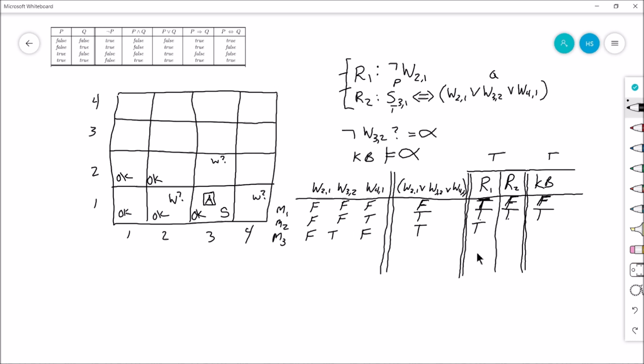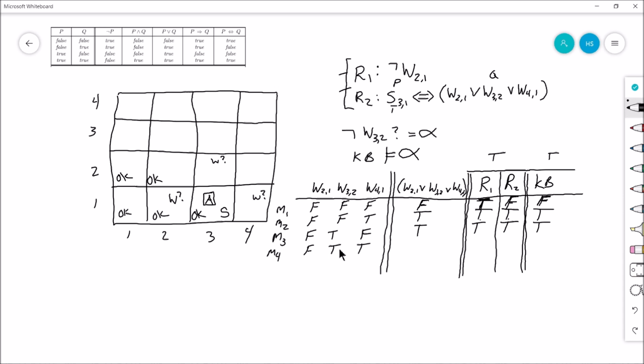Now, what about our R1? That's still true also. It's true in this particular world that there's no wumpus in 2,1. Now, is R2 satisfied? Well, S31 is true. And then the Q part here, the bunch of ORs, is true. So, yep, true. So both of these items are satisfied. So that is a true knowledge base. Everything is logically consistent.